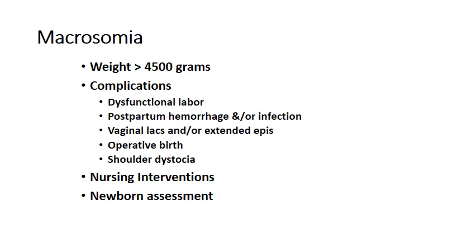Some complications of having a macrosomic baby are shoulder dystocia, operative vaginal delivery, which means forceps or vacuum, or C-section, dysfunctional labor, long labor, which could lead to a postpartum hemorrhage and infection. So nursing interventions are to identify factors that put mom at risk and to monitor for dysfunctional labor.